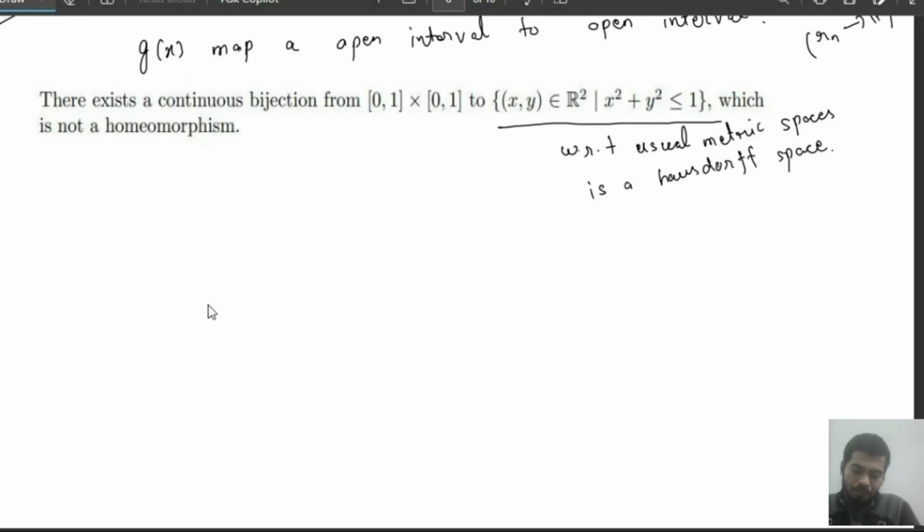Now, if we have a map which is continuous and bijective from a compact set, this [0,1] cross [0,1] is compact, right? Yes. So a map which is continuous and bijective from a compact space to a Hausdorff space, is it always a homeomorphism?